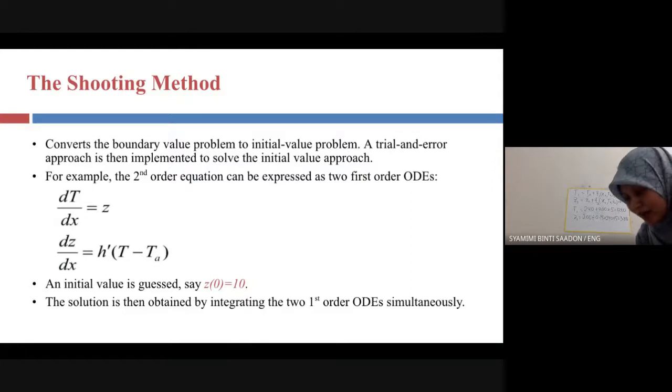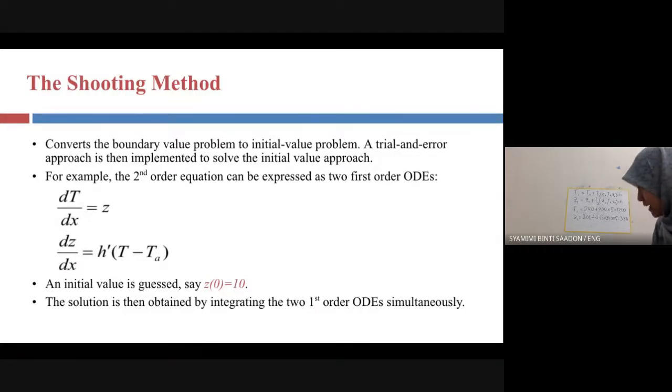And then we have to make a guess for z, which is actually T prime. Okay, so the same. So T prime at 0. T prime 0, here in our problem, we assume T prime 0 is 200. I assume 200, okay? So this T prime 0 is also equal to Z. That's why Z0 here is 200, okay? What else?